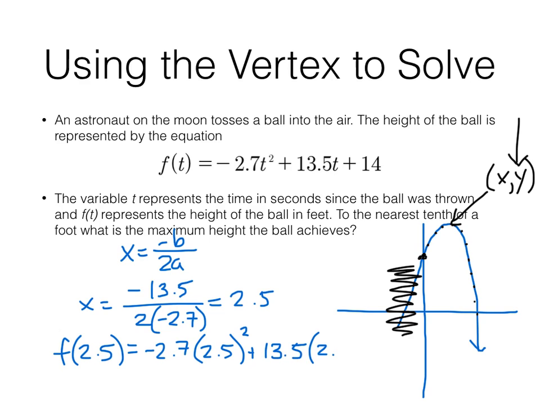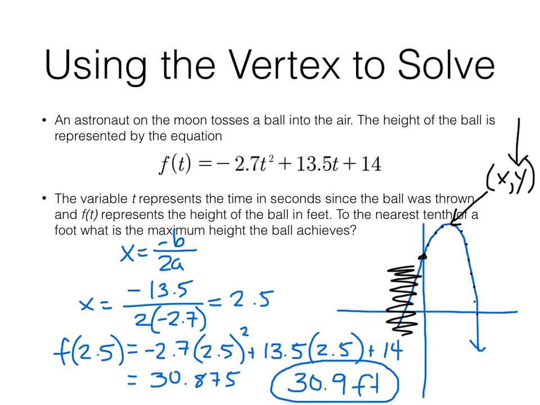Clearly with the decimals, this is a circumstance where it's probably easiest to use a calculator. So hopefully you have a calculator handy, or you can switch to your graphing calculator app. I'll punch the buttons here on mine. Negative 2.7 times 2.5 the quantity squared plus 13.5 times 2.5 plus 14, enter. I get 30.875, but they want me to round it to the nearest tenth of a foot. So 30.9 feet is the maximum height of the ball.